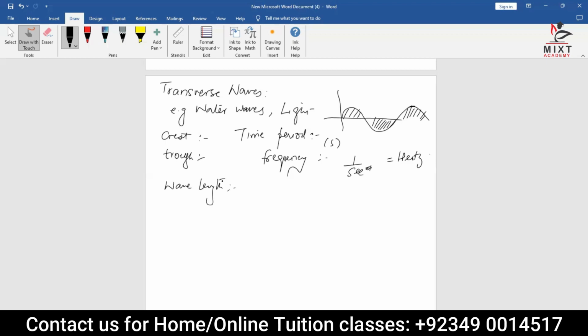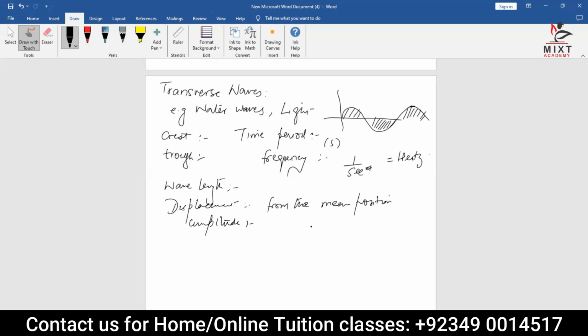What about wavelength? Distance between two consecutive crests or troughs. What about displacement? The vertical distance of the particles in the medium from the mean position. That's important. Mean position or rest position, whatever. And what about amplitude? Maximum displacement from the rest position.